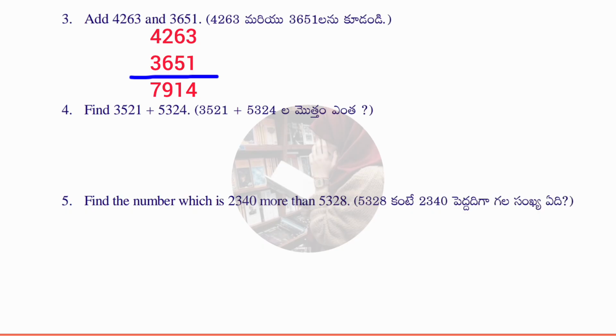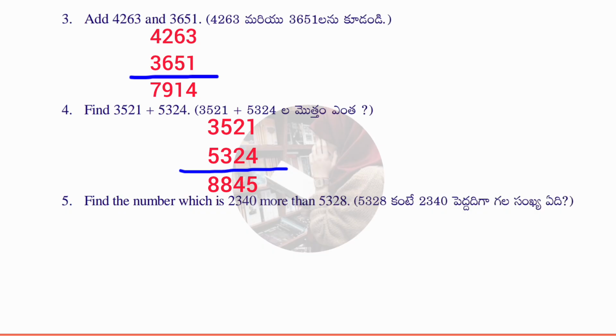Okay, let's see the fourth question. Find 3521 plus 5324. Here also you have to do the addition. If you do the addition for both the numbers, you will get the answer as 8845.